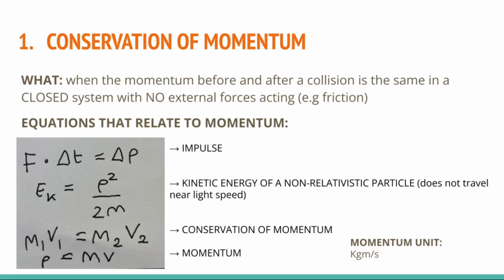So what is conservation of momentum? It is when the momentum before and after a collision is the same in a closed system with no external forces acting. An external force can include friction.